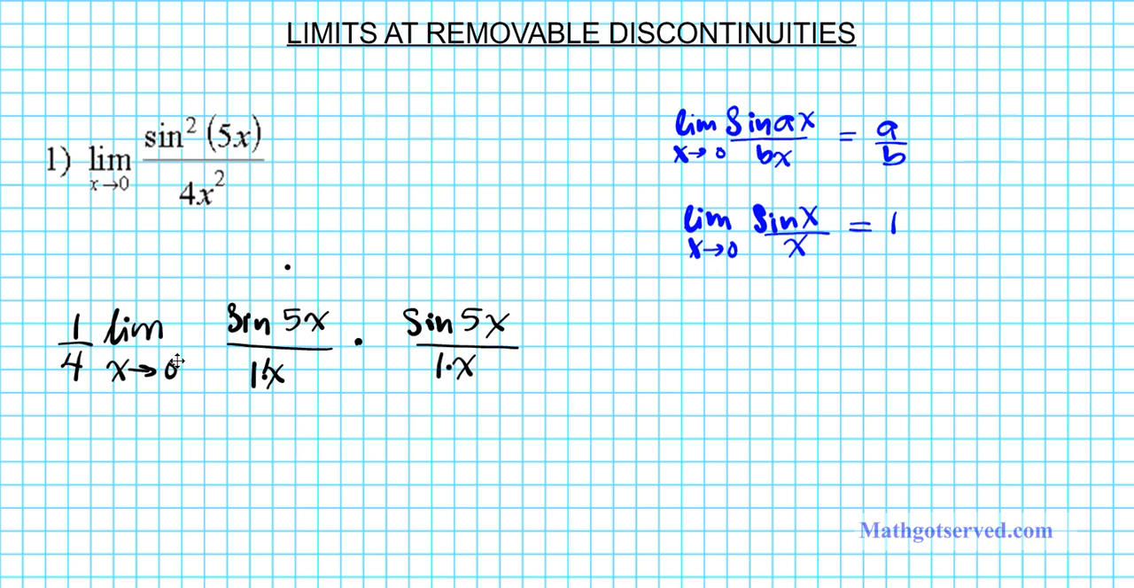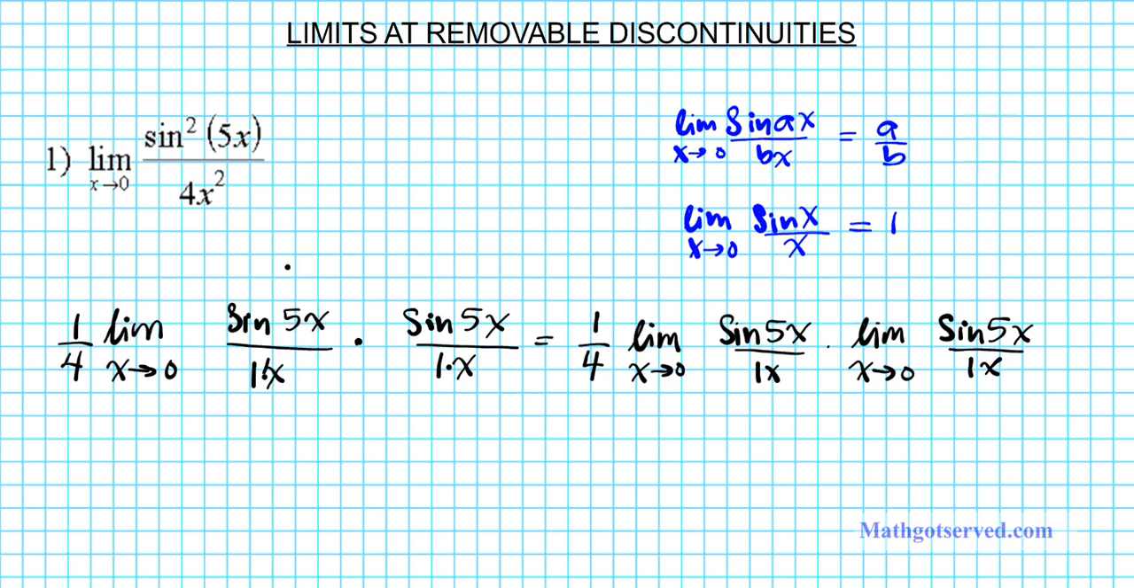So let's go ahead and distribute this limit to these factors. This is one of the properties of limits. This problem now becomes 1 over 4 times the limit as x approaches 0 of sine 5x over 1x times the limit as x approaches 0 of sine 5x over 1x. So this limit simply becomes 5 over 1, and this one also becomes 5 over 1.